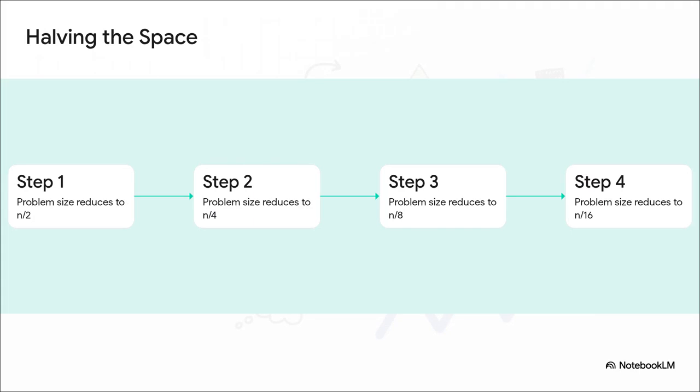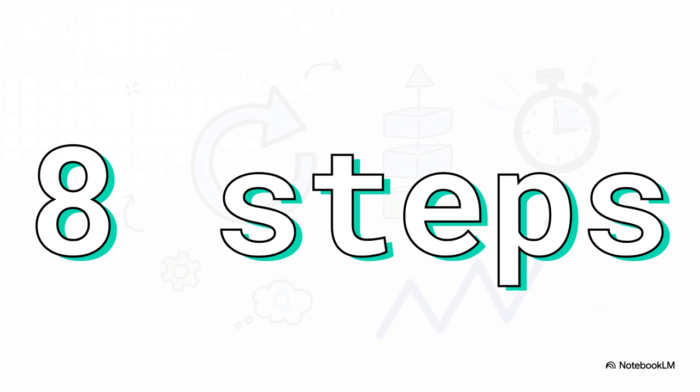In O log n algorithms, like the classic binary search, the code doesn't just read data one by one. It looks at the middle of a sorted list, decides which half holds the answer, and literally throws the other half away. It fundamentally halves the problem size at every single step. N over 2, then N over 4, then N over 8. Because of this continuous halving, the efficiency gains are staggering.